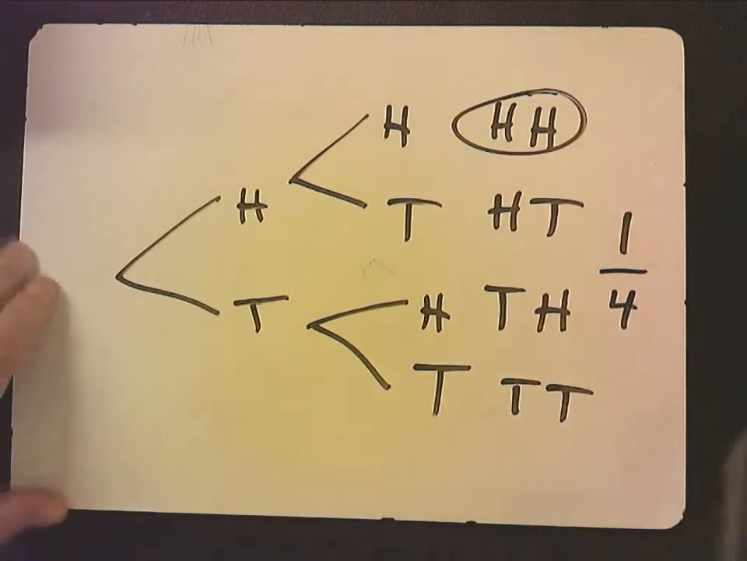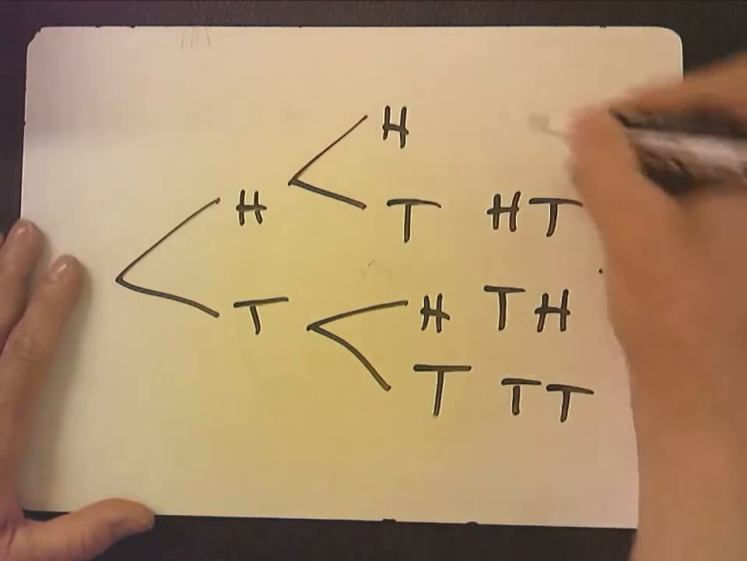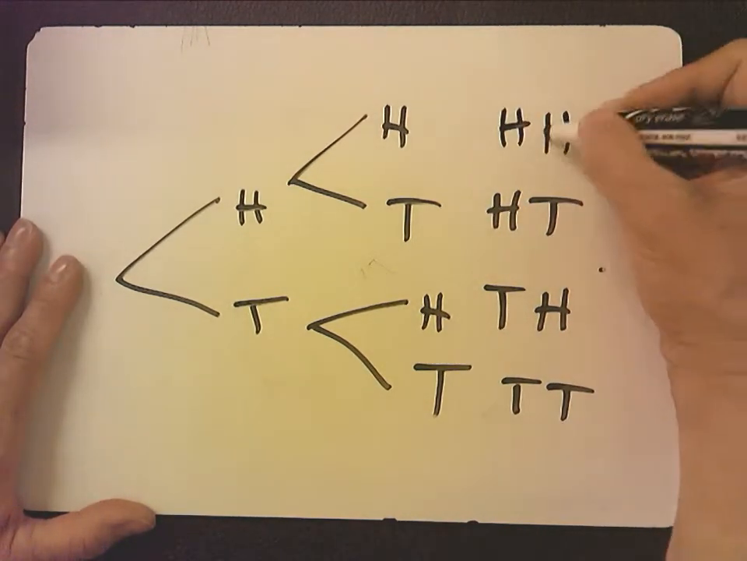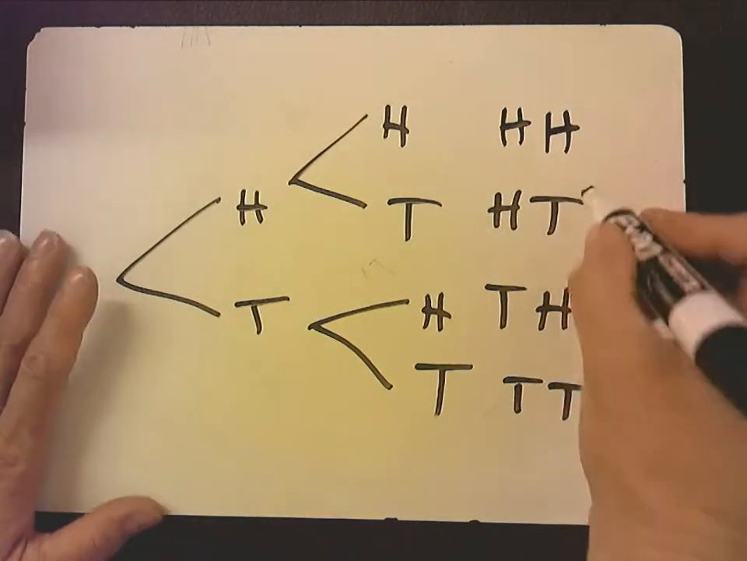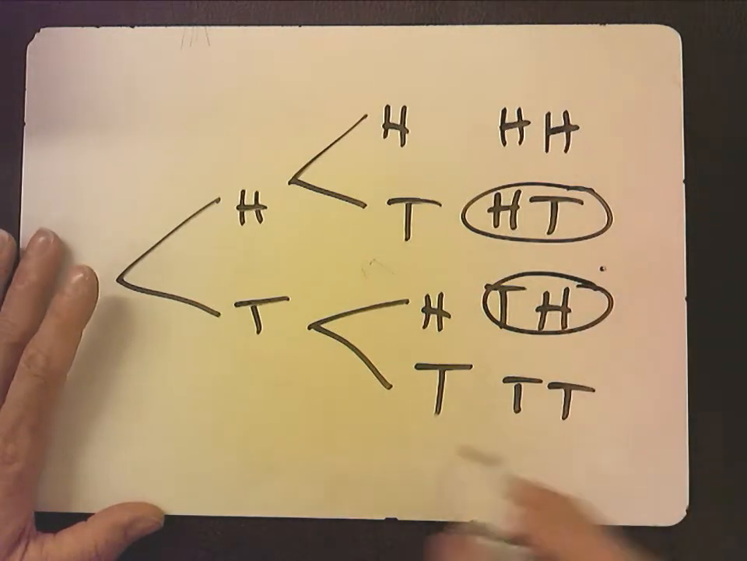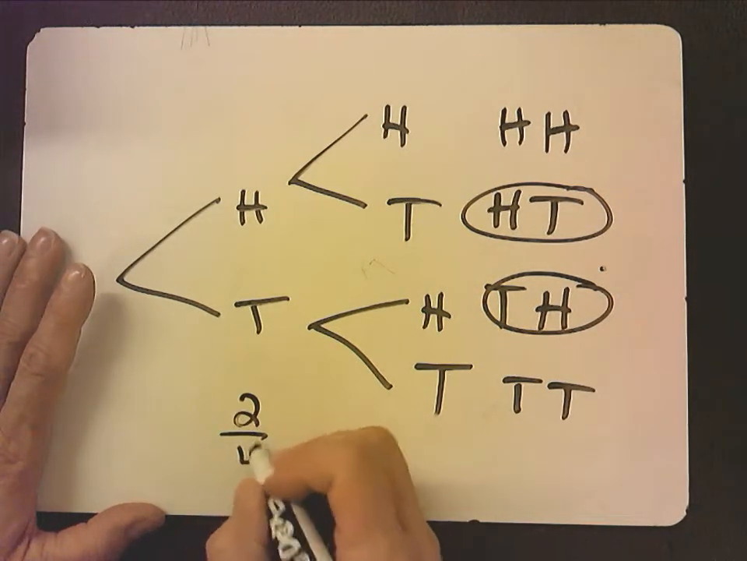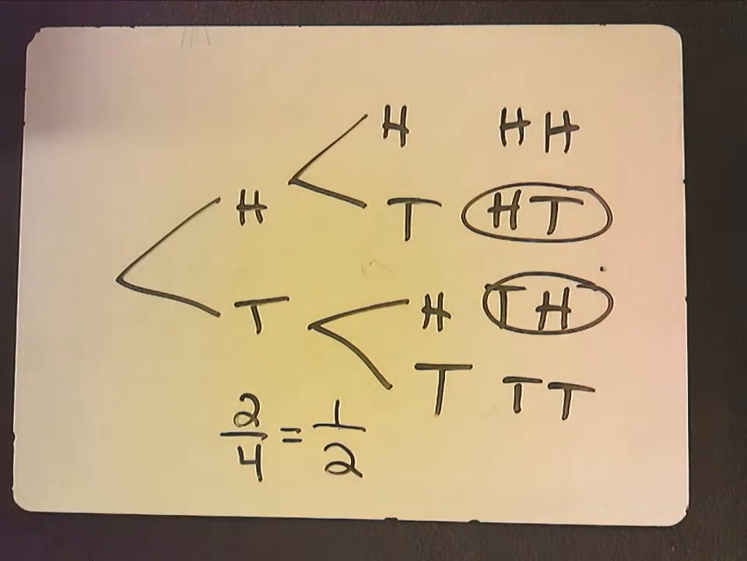Now it says, what is the probability that you will get a heads and a tails? Well, I can use the same diagram, but now I'm looking for a different outcome. Well, this has a heads and a tails, and this has a heads and a tails. So there's 2 out of 4 ways, or a probability of 1/2.